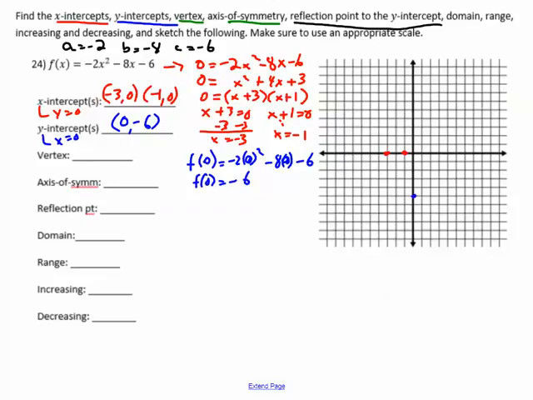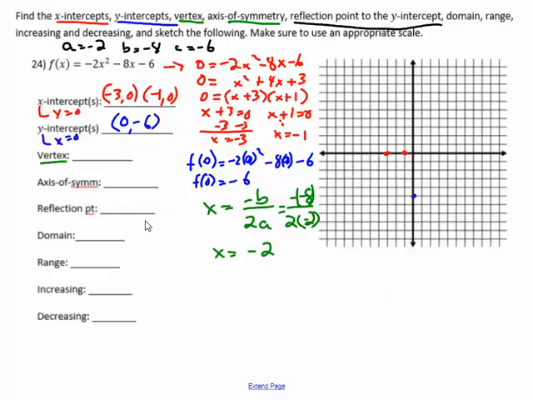What's my vertex? Vertex happens when x equals negative b over 2a, and that just happens also to be our axis of symmetry. So we can find x equals negative b over 2a, plug in negative b, negative 8, over 2 times a, negative 2. Negative 8 is positive 8, divided by negative 4 is x equals negative 2.